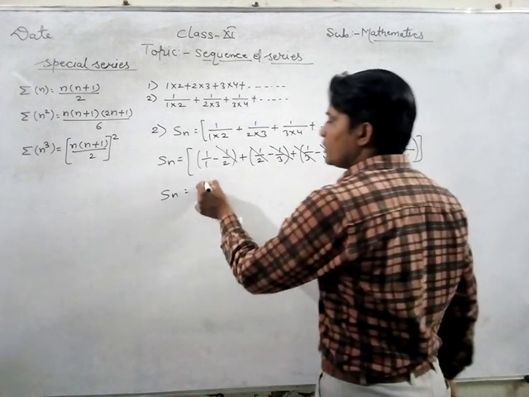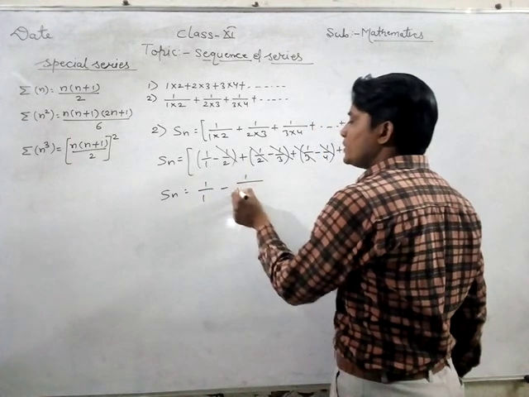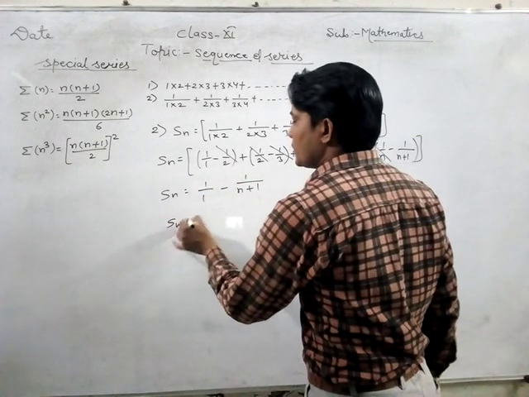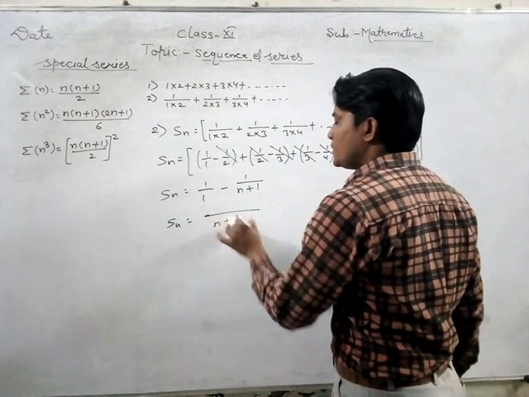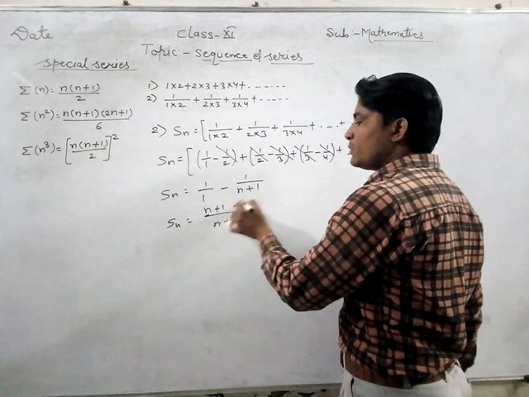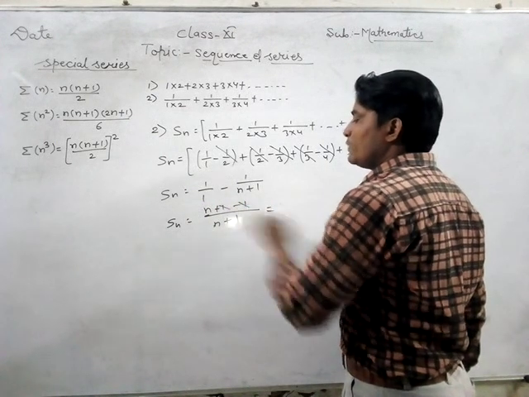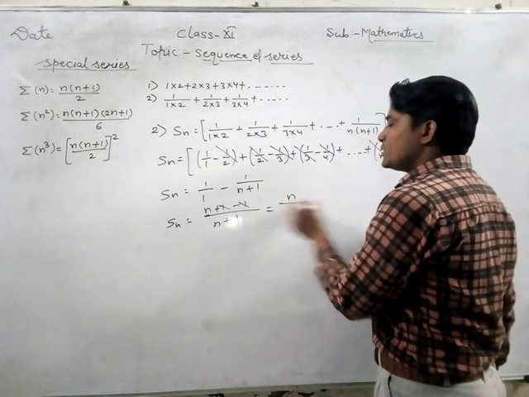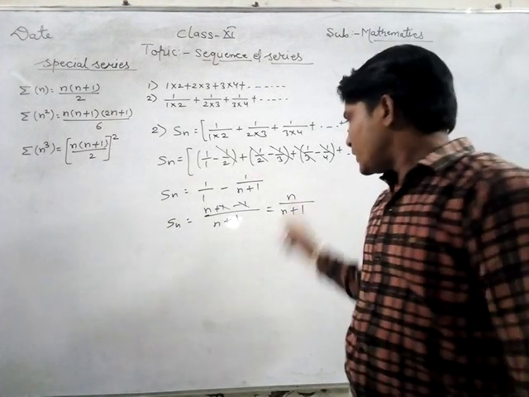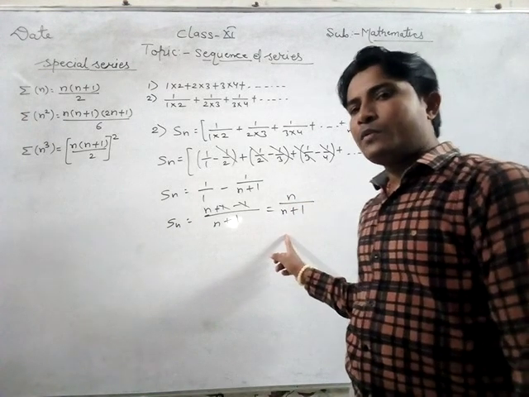So what is our Sn? It is 1 upon 1 minus 1 upon n plus 1. So Sn equals, after taking the LCM, n plus 1 is the LCM, then n plus 1 minus 1. Here 1 and 1 cancel out. So the answer is n upon n plus 1.